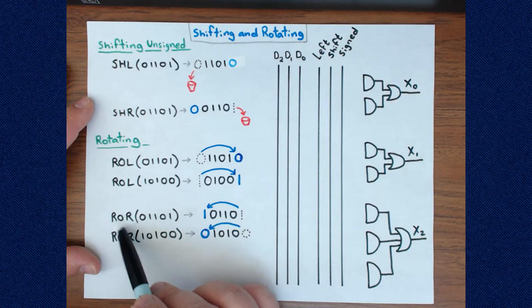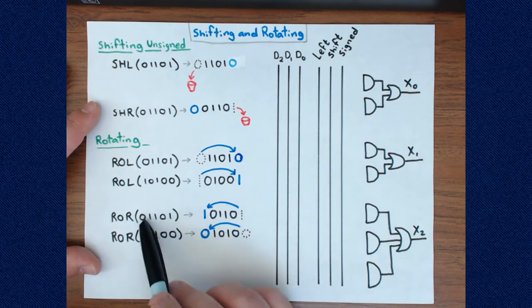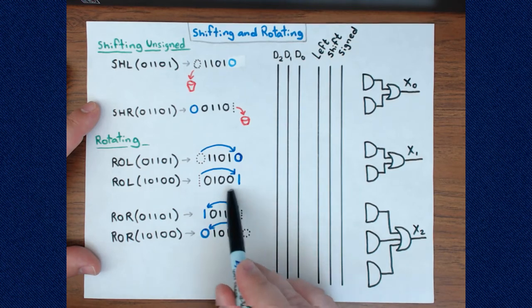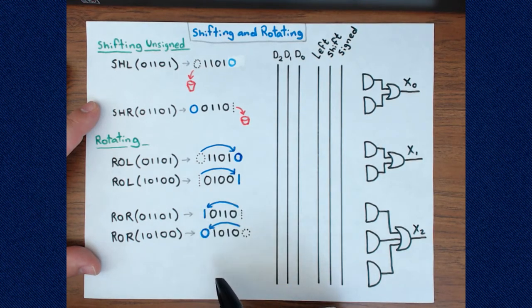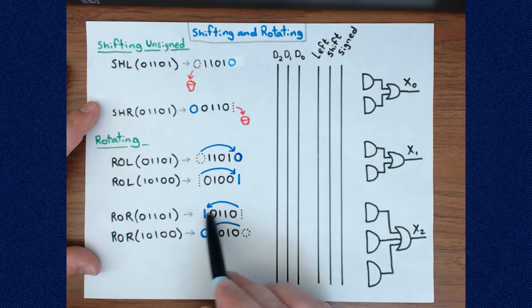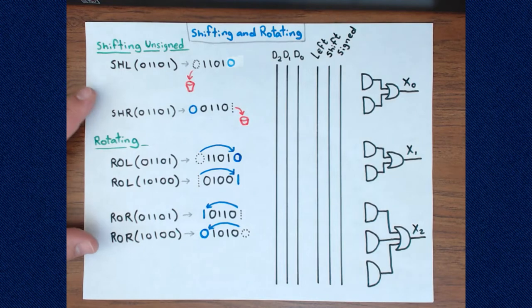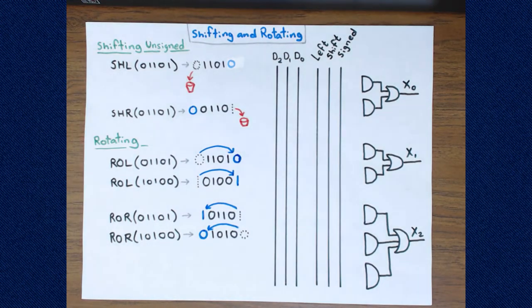And the same thing is true if we rotate to the right. So when I rotate this bit pattern to the right, this 1 at the end falls off, but then comes back around to fill the vacuum on the left. Over here, the 0 at the end falls off and comes all the way back around to the left to fill in the vacuum left when this 1 shifts over to the right. Okay, so we just need to make a circuit that can perform these functions.